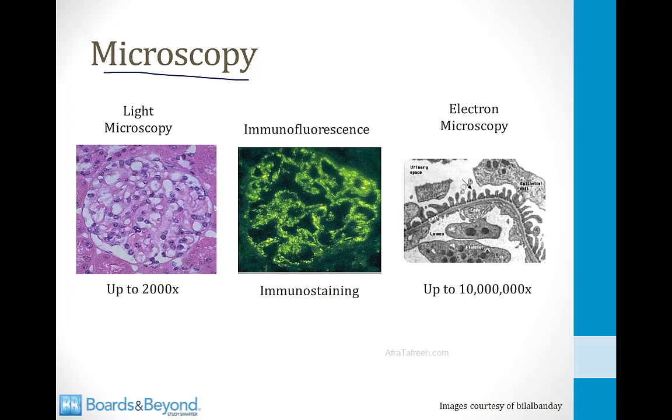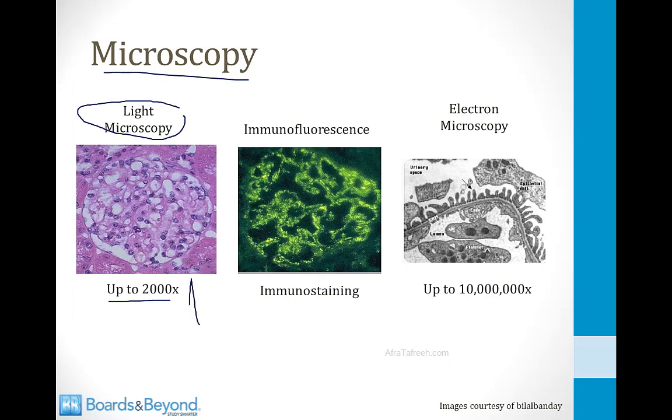So most glomerular diseases are diagnosed by doing a kidney biopsy. And once you biopsy the kidney, you have to look at it under the microscope to figure out which disease you have. And there are three techniques we use to discern the different glomerular diseases. The first is light microscopy, and that simply means using a basic stain and looking at it under the light microscope. And you can see magnifications up to 2000x this way.